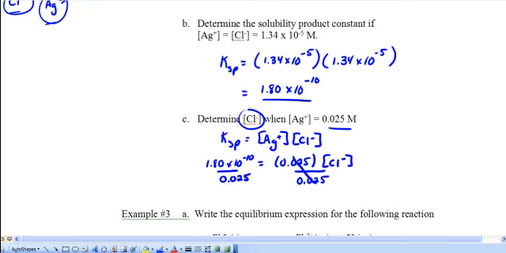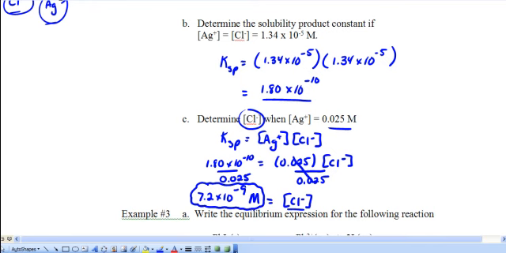These terms divide out, and the chloride ion concentration is going to equal 1.8 times 10 to the negative 10 divided by 0.025, and it looks like it's going to be 7.2 times 10 to the negative 9, and we're dealing with concentration, so this is molar. So there you go. That would be the concentration of the chloride when the silver is 0.025 molar.